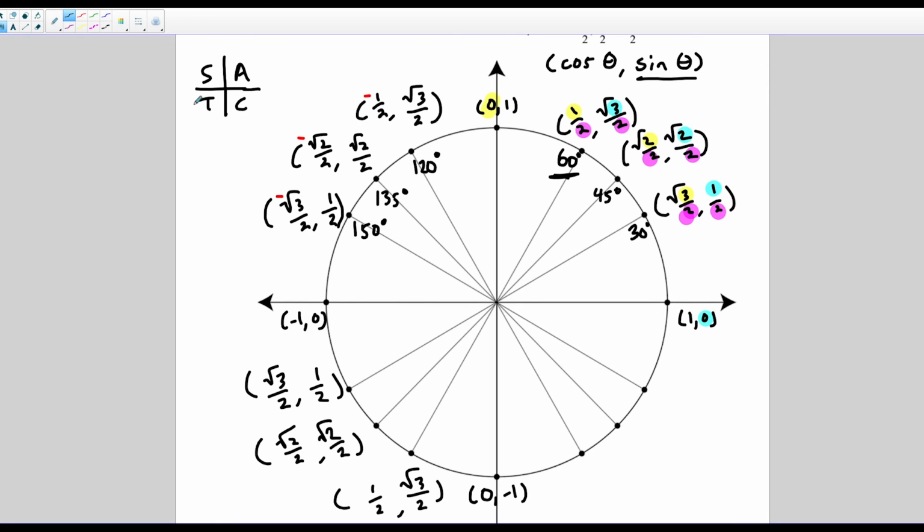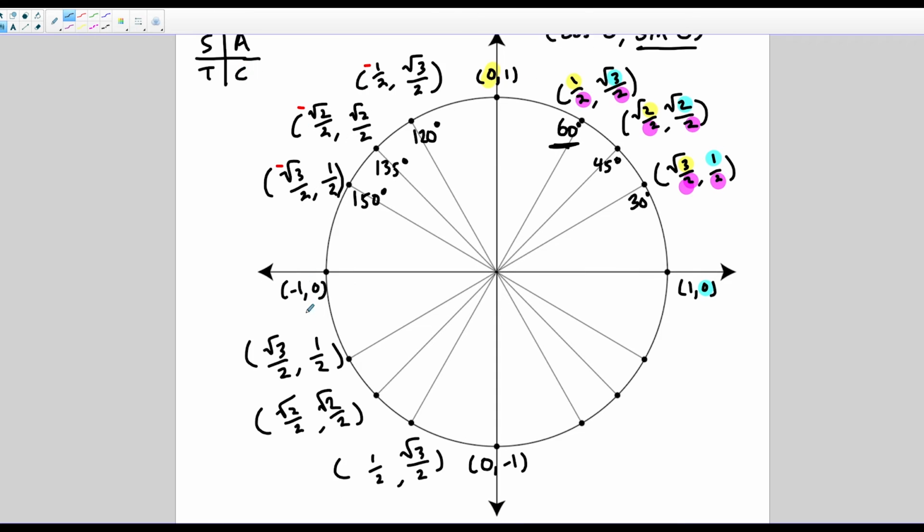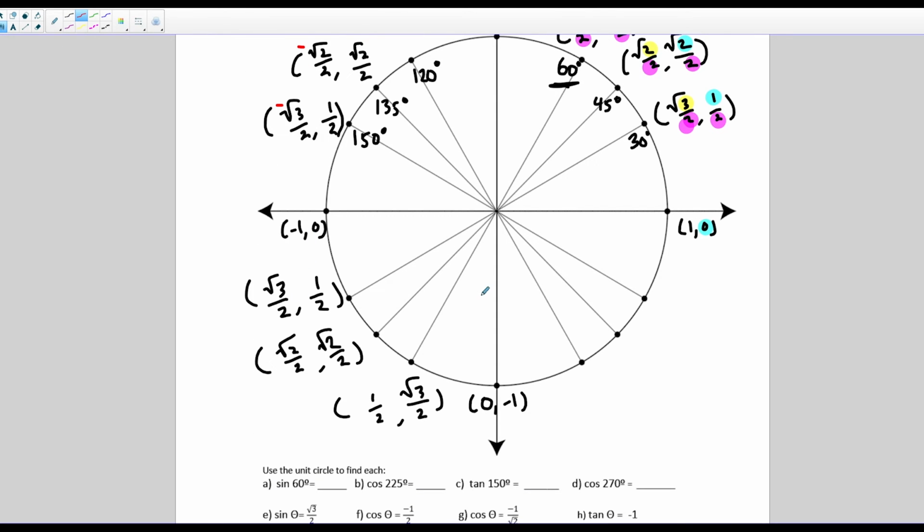Now, because we're working in this quadrant here, in quadrant number 3, only our tangent ratio is positive, which means that cosine and sine are both negative in this quadrant. So what we're going to do is put a negative in front of each value here. So all of these trig ratios are going to be negative in this quadrant.